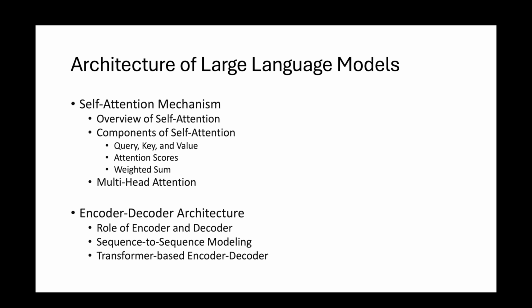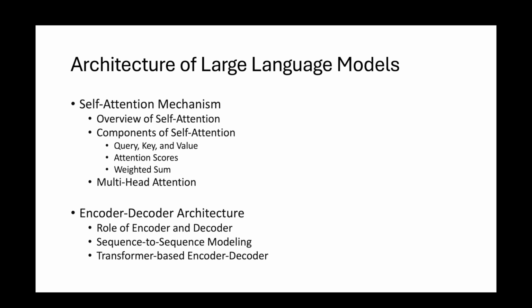Components of self-attention. Query, key, and value. In self-attention, each word in the sequence is associated with three vectors: a query vector, a key vector, and a value vector. Attention scores. The similarity between a query vector and key vectors determines attention scores, which represent the importance of each word in the sequence. Weighted sum. The attention scores are used to compute a weighted sum of the value vectors, resulting in the attended representation for each word.